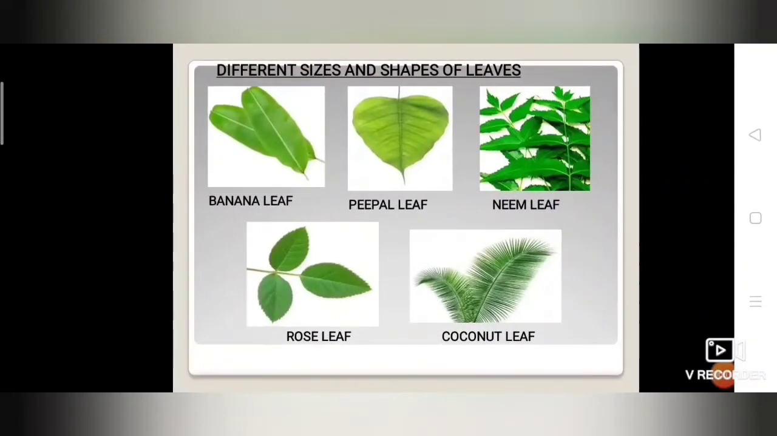I would like to illustrate this point by showing you a few pictures of leaves having different sizes and different shapes. For example, banana leaf, peepal leaf, neem leaf, rose leaf, coconut leaf, etc.